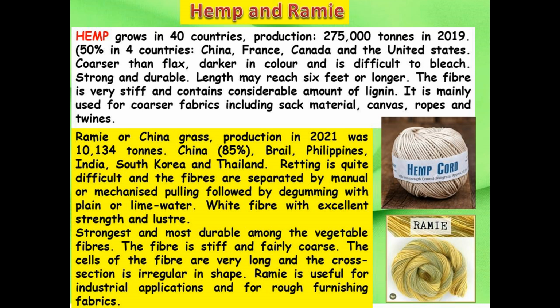Strongest and most durable among the vegetable fibers is ramie. The fiber is stiff and fairly coarse. The cells of the fiber are very long and the cross section is irregular in shape. Ramie is useful for industrial application and for rough furnishing fabrics.